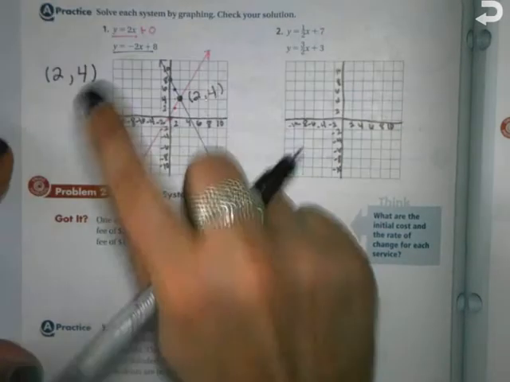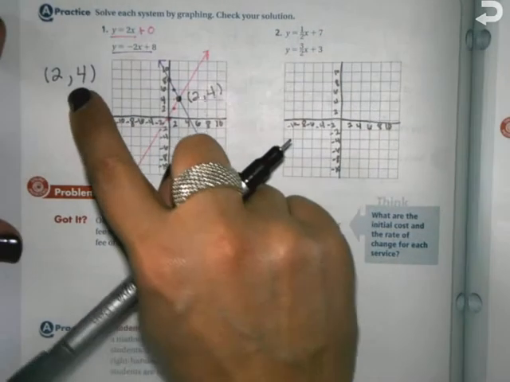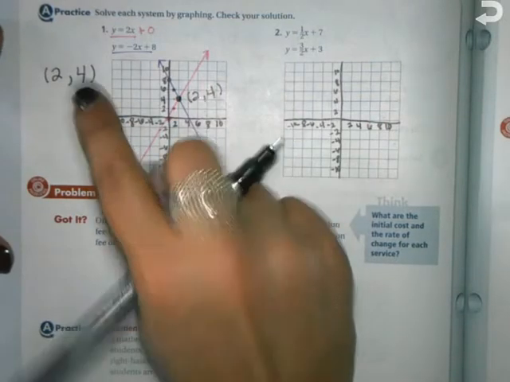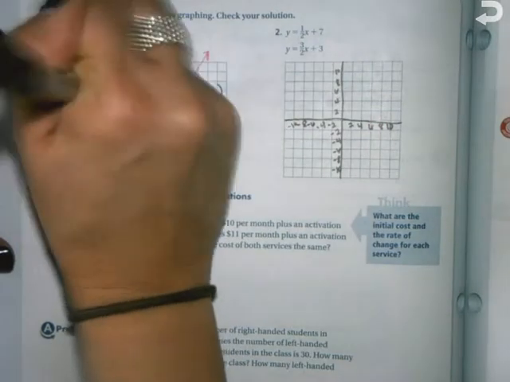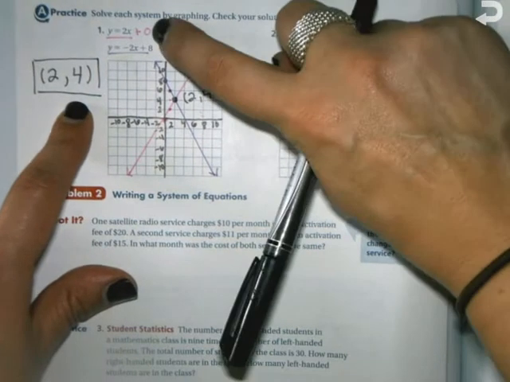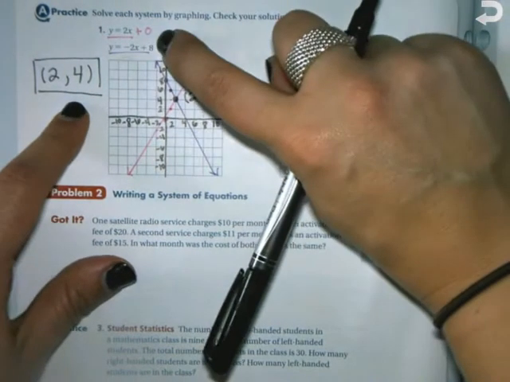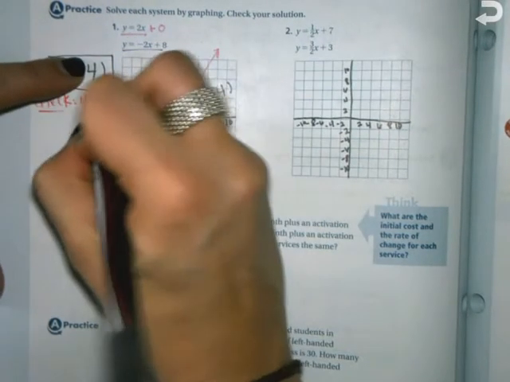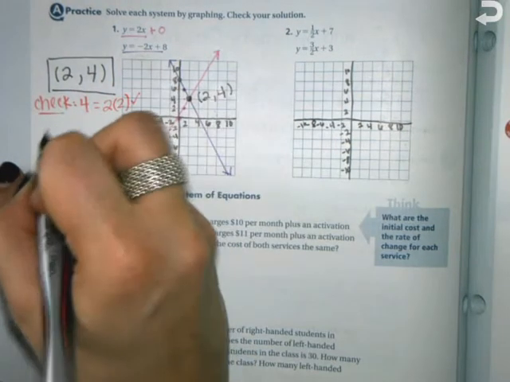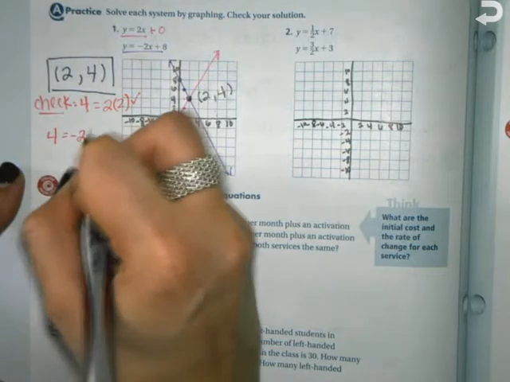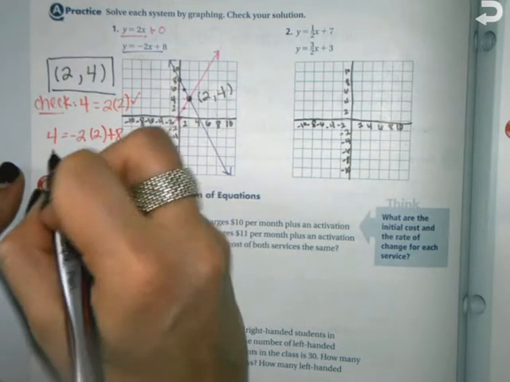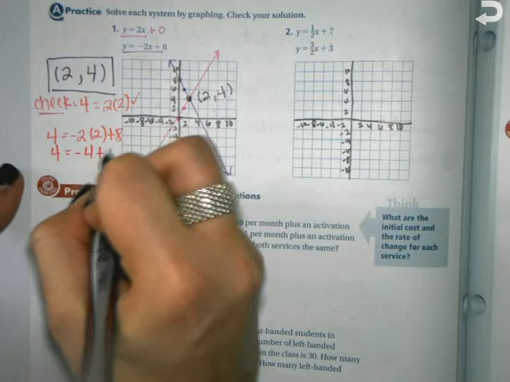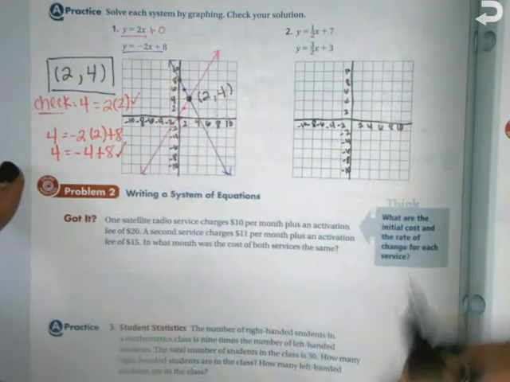Do you have to put parentheses around them? Yes. Do you have to put a comma in between? Yes, they are an ordered pair. So they go together. To check your answer, you plug in 2, 4 to the first equation and 2, 4 to the second equation. So, really quick. For my check, y, which is 4, equals 2 times 2. Good? Yeah. The second one, y, which is 4, equals negative 2 times 2 plus 8. So that's 4 equals negative 4 plus 8. What's negative 4 plus 8? 4. So it works. Okay?